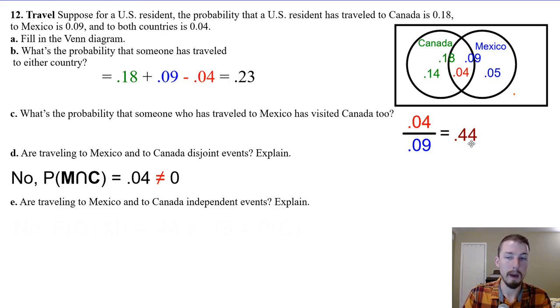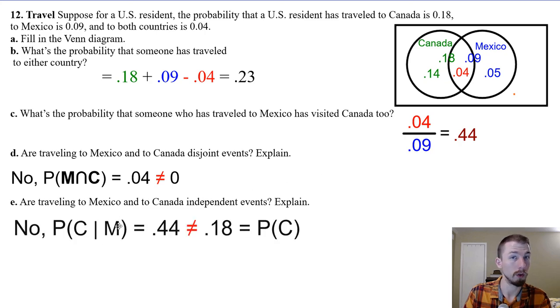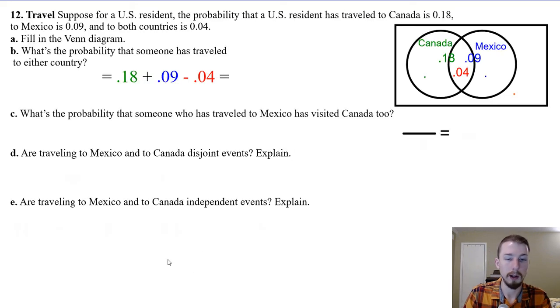Are they independent? Well, we already have our conditional probability of having been to Canada if you've been to Mexico as well. We need to compare that to the overall probability of having been to Canada, which was 18%, and 18% is not the same as 44%. So if you've been to Mexico, your chances of going to Canada as well is much higher than the general population. So those are not independent events.